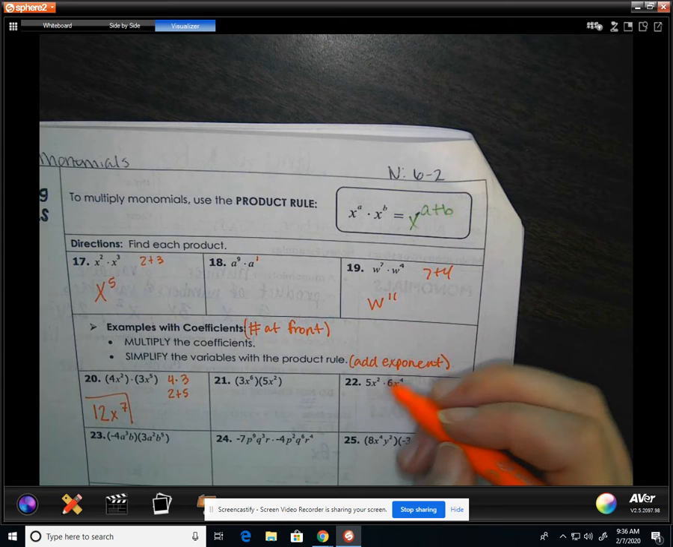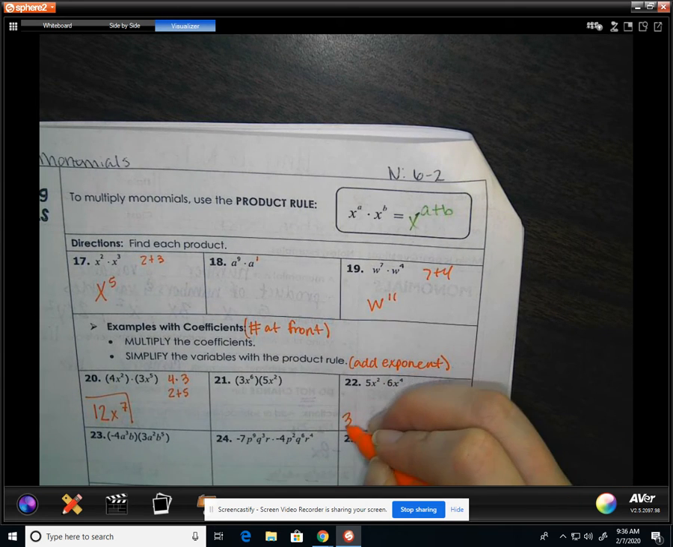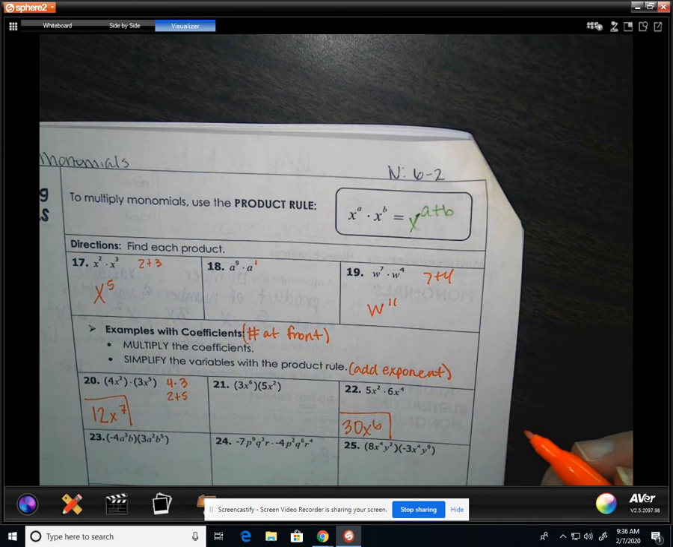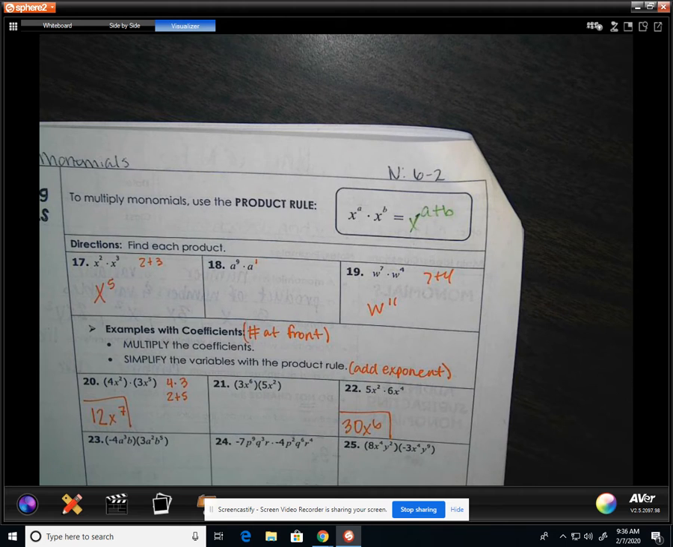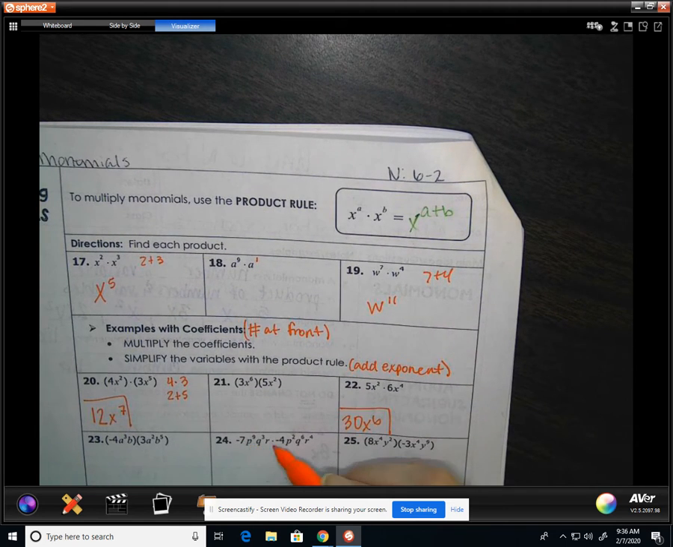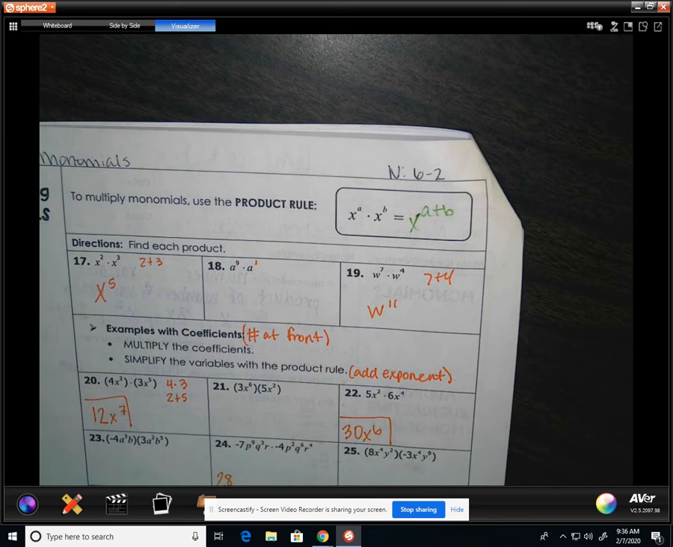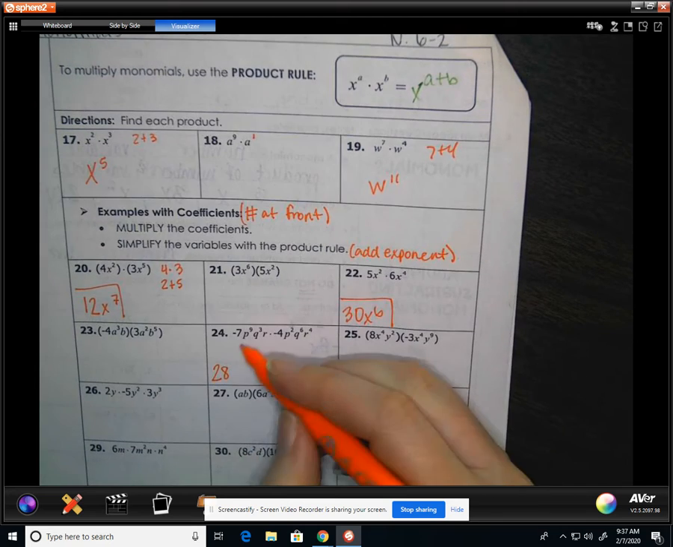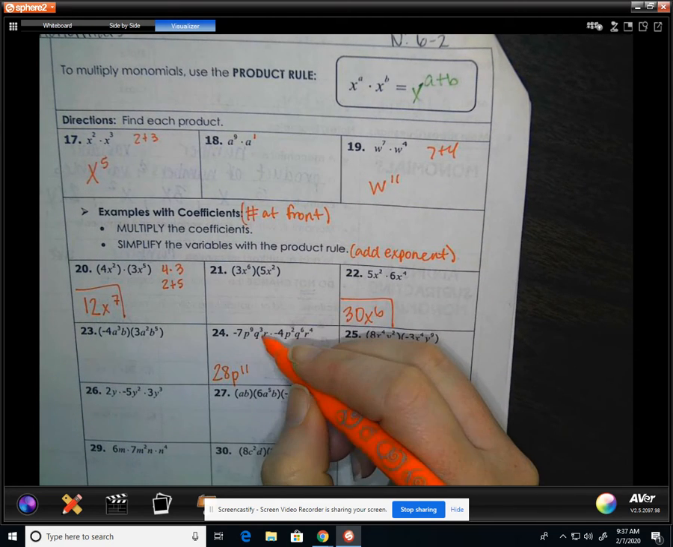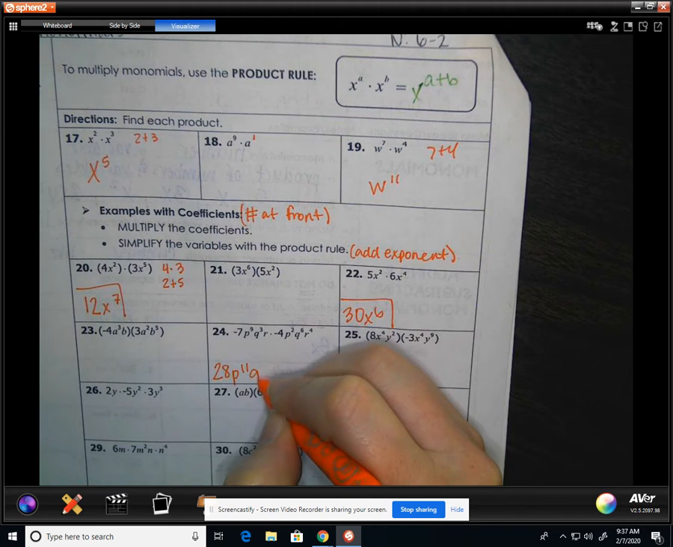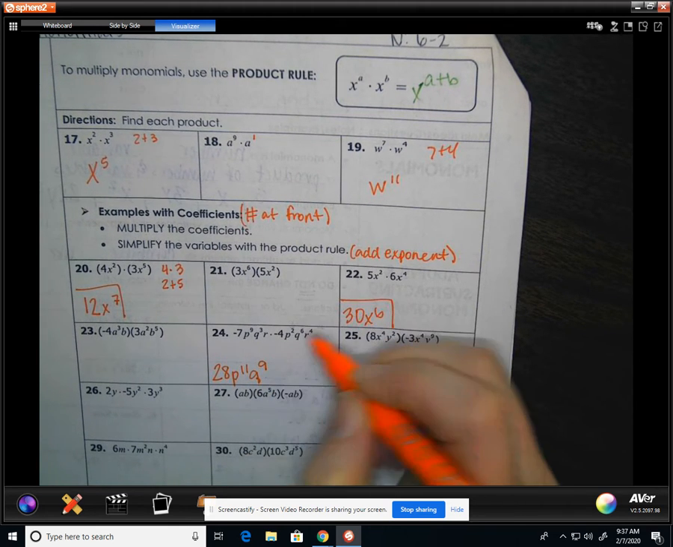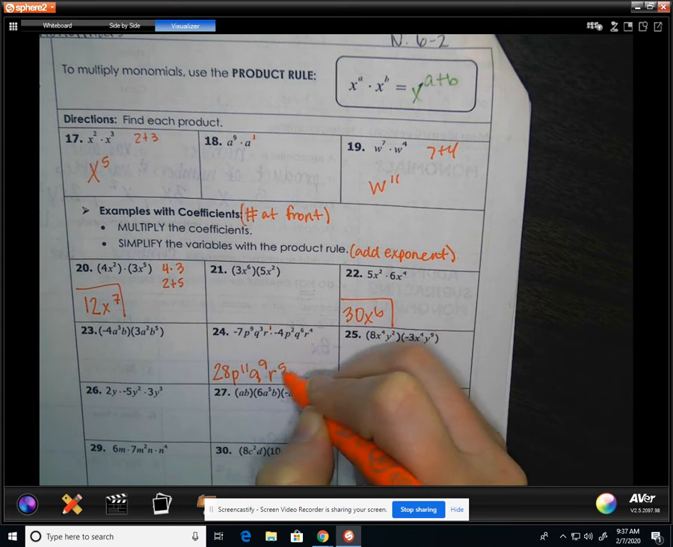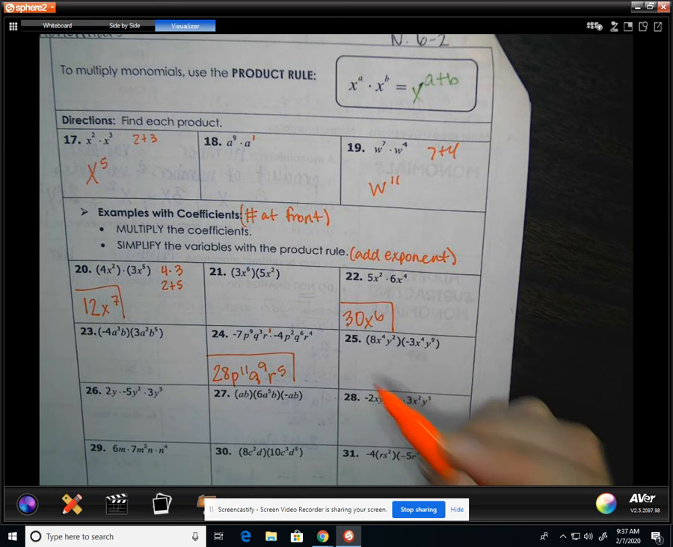Okay, for 22, we're doing 5 times 6, so that would be 30. And then 2 plus 4 gives me 6, so 30x to the 6th. For number 24, we are going to do -7 times -4, which is 28. And then p to the 9 and p squared, so do one letter at a time. 9 plus 2 gives me 11. Q to the 3, Q to the 6. 3 plus 6 gives me 9. And R and R to the 4, that'd be a 1. So 1 plus 4 gives me 5. And there's my final answer.